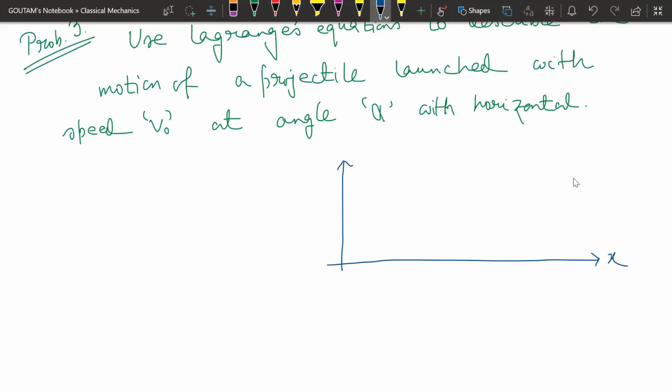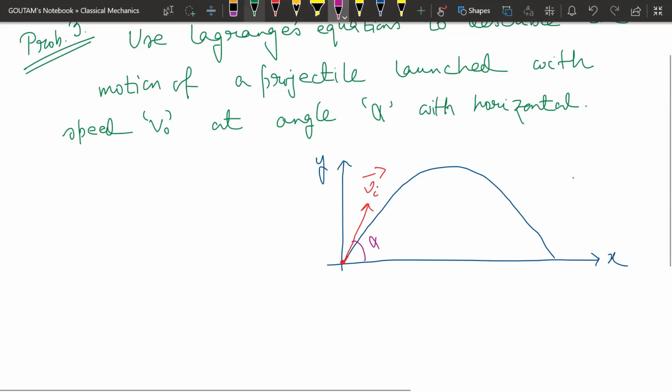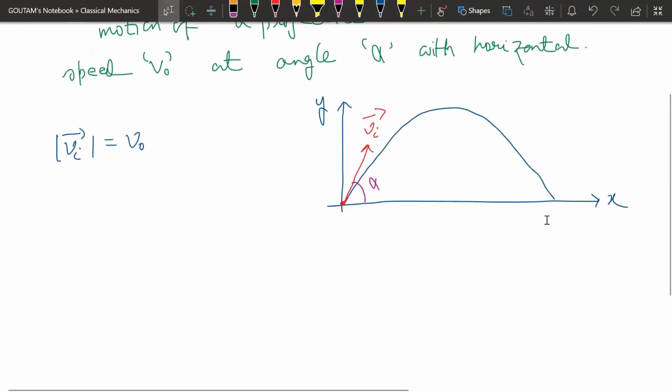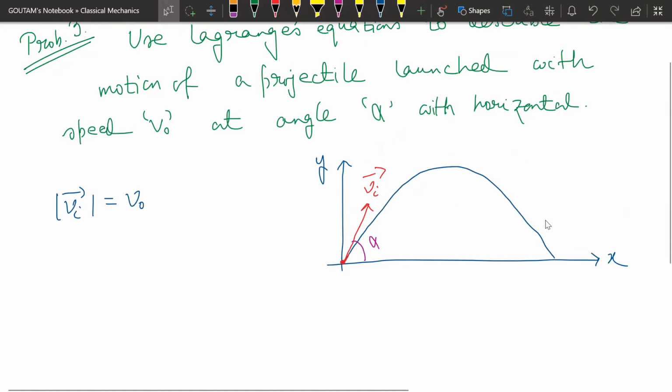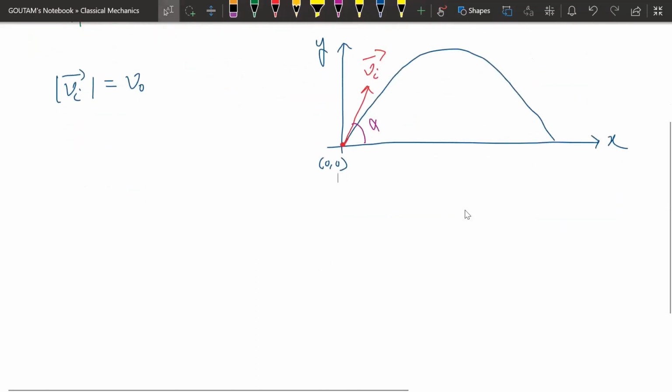X-axis is our horizontal axis. Y-axis is a vertical axis. And let's say this is the path of the projectile. Let's say the initial velocity is directed like this. This is Vi, and it makes an angle alpha with horizontal. Mod of Vi is given as V0. So let's assume that the starting point is the origin, 0, 0.